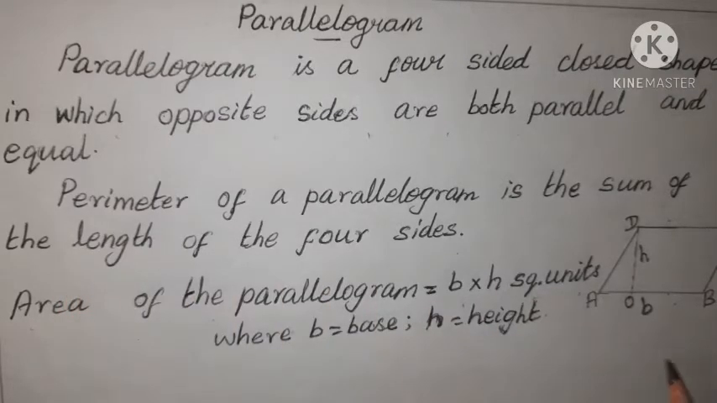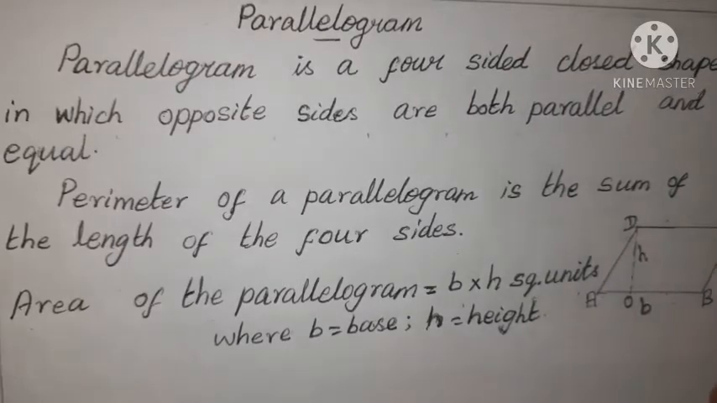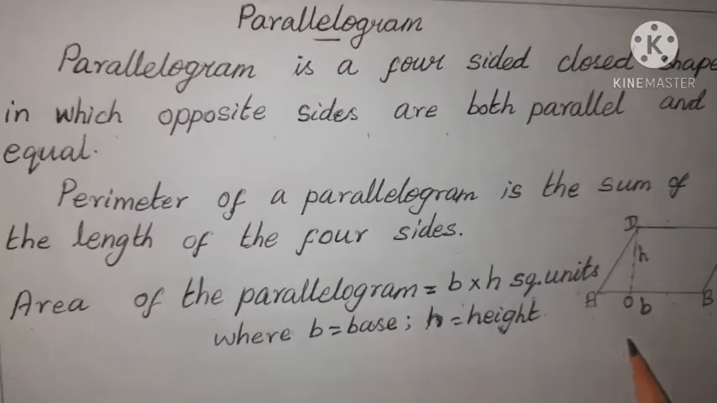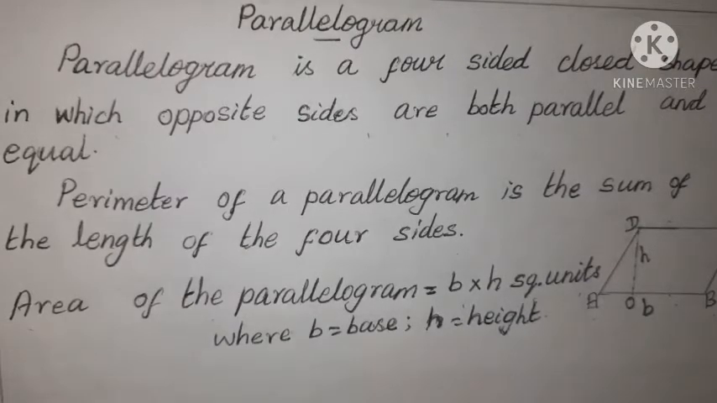Perimeter of the parallelogram is the sum of the lengths of the four sides of the parallelogram. AB plus BC plus CD plus DA, which is 2 into (AB plus BC).